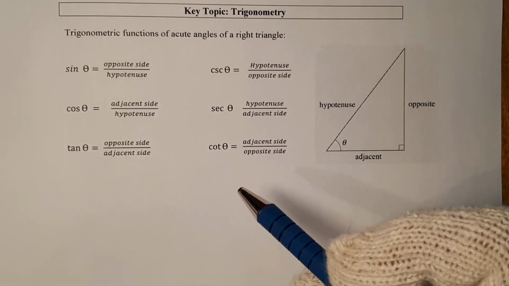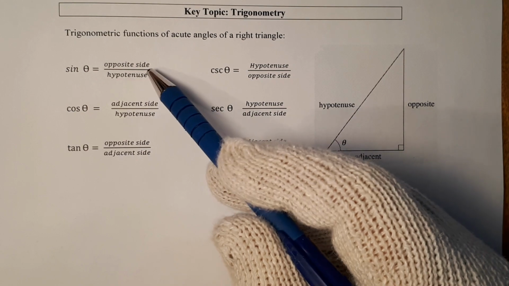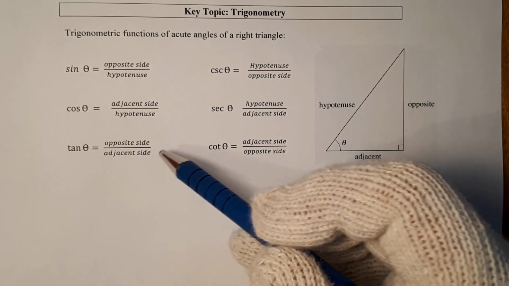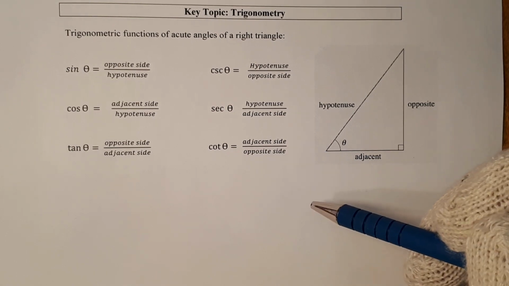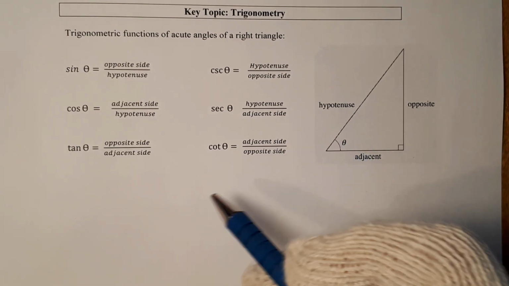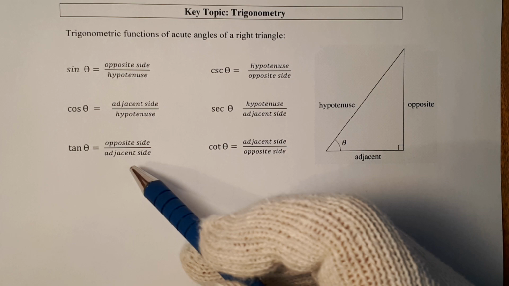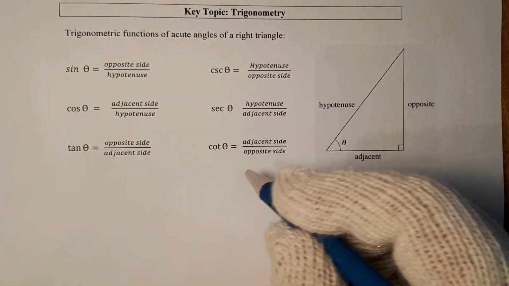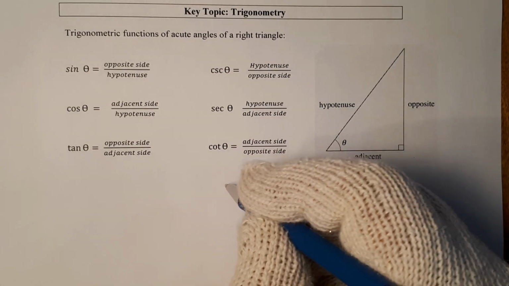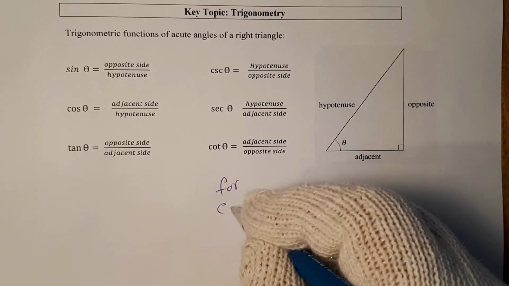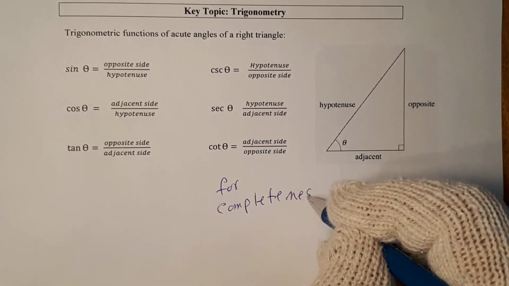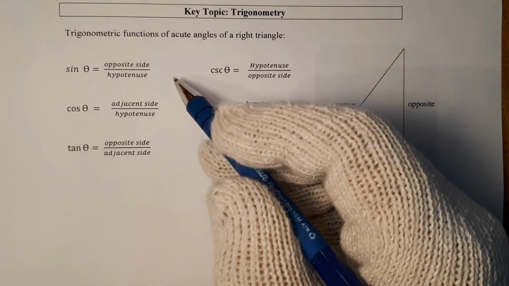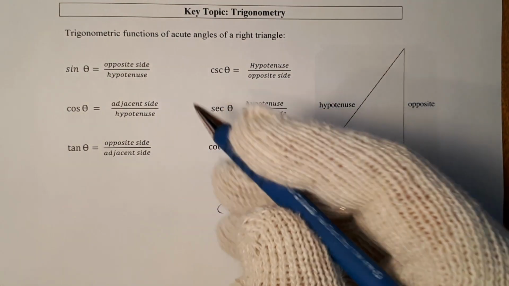Shown on this page are 6 trig functions: sine theta, cosine theta, tangent theta, cosecant theta, secant theta, and cotangent theta. For our purposes, we're only interested in these 3. These 3 right here are only shown here for completeness. We're going to be interested in these 3 for our video.